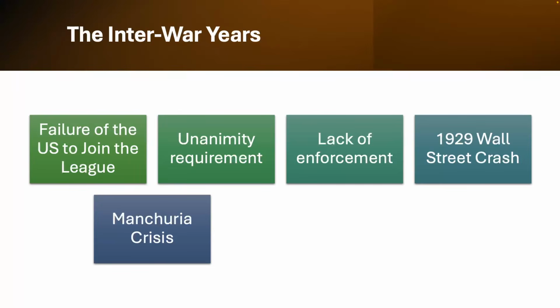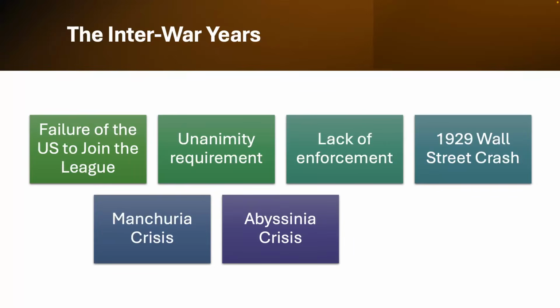In addition to this, when Italy invaded Abyssinia, modern-day Ethiopia, in 1936, we can see that a similar thing happens. A lack of response came from the League, and then Italy unilaterally withdraws in 1937. All of these things were rumbling in the minds of other authoritarian dictators during this time period.